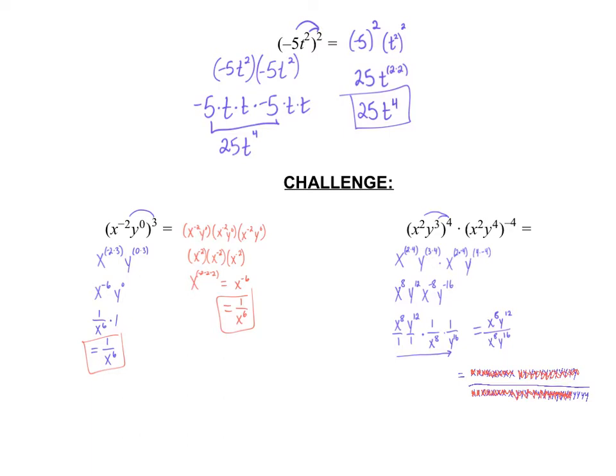So what did that leave me with? Well, that left me with nothing on top, but I can't just write nothing, because I could have had times 1, and it's the same thing. So really I have a 1 on top, and then y times y times y times y on the bottom, which is y to the 4th. So there we go.